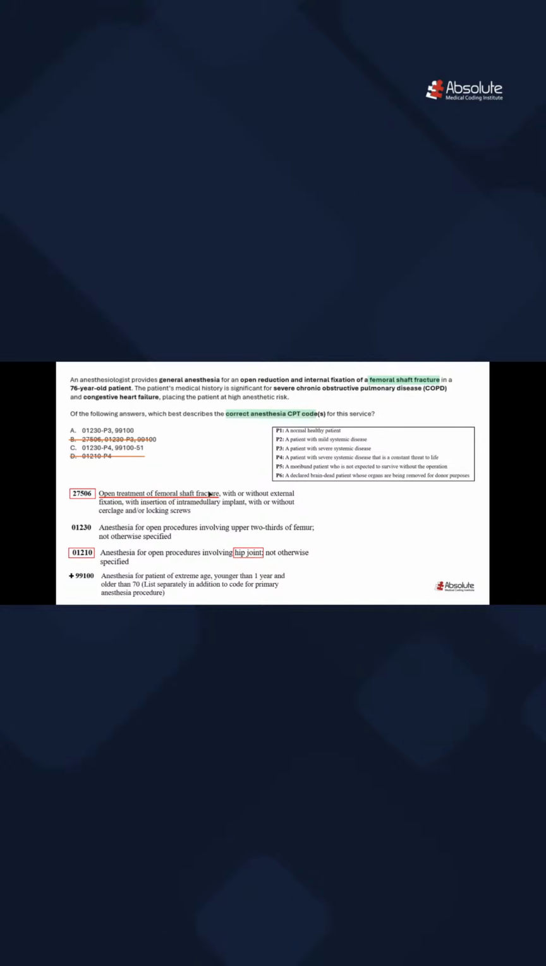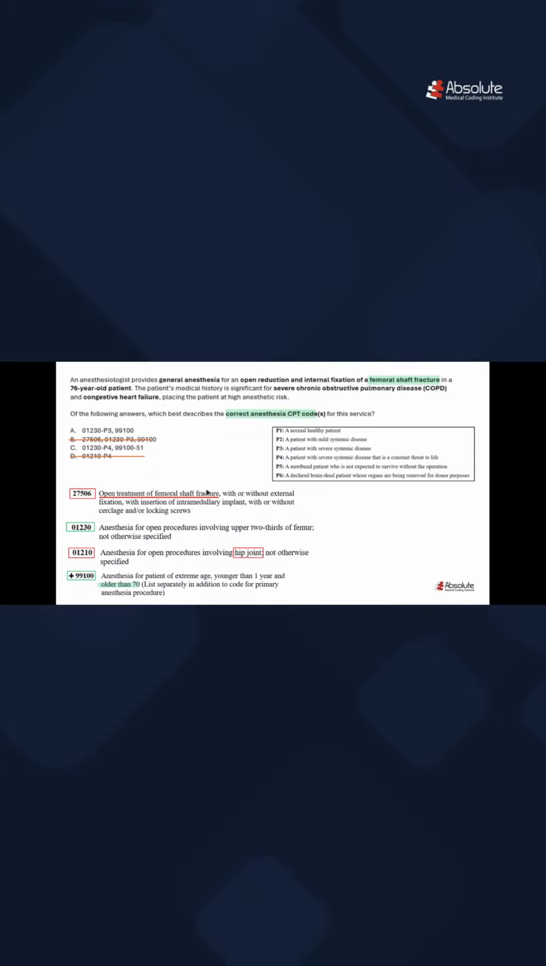We're left with option A and option C. Now, both are coding for 01230, that is for anesthesia for open procedures involving upper two-thirds of the femur, not otherwise specified, and 99100. That is for anesthesia for procedures performed on or for extreme age, younger than 1 and older than 70 years of age. So that is a good one because the patient's age was 76 years old in our scenario.